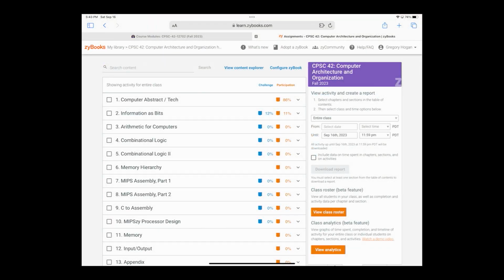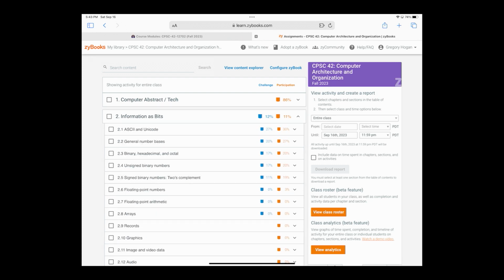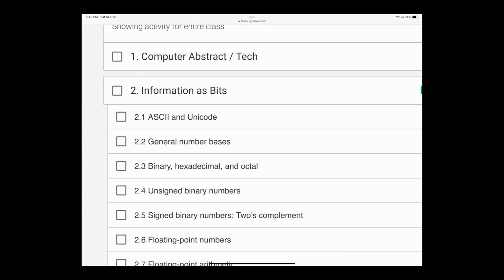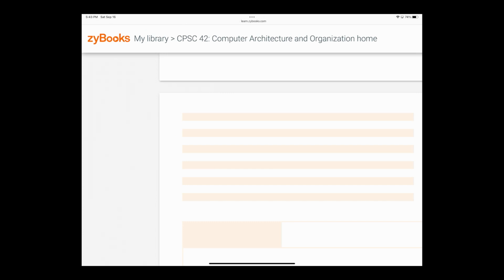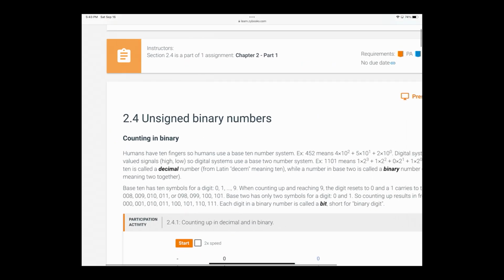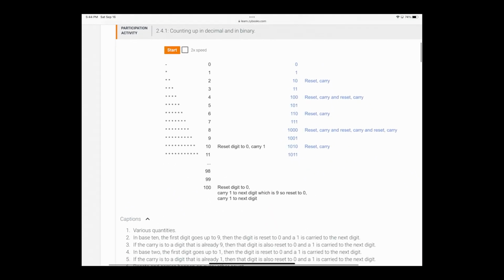So here's zyBooks. And if we go into chapter 2, there's lots of sections here. And specifically, 2.1 through 2.5 is what's assigned. Okay, so we've definitely gone over ASCII and Unicode, and we've gone over general number bases, and we've gone over binary and hex and octal. And we were looking at unsigned binary numbers, I think, and also signed binary numbers to two's complement. So those are the sections that we have to get through today. So let's figure out where we were.